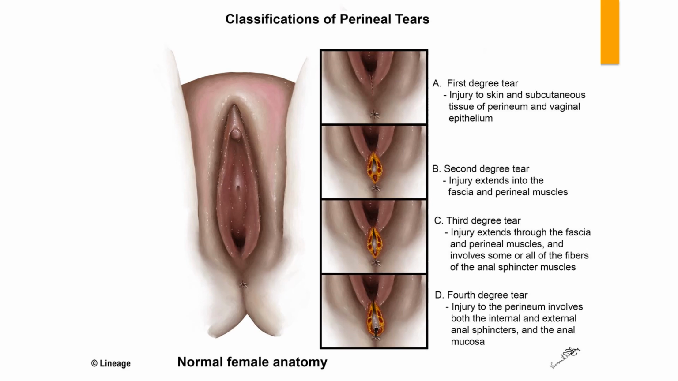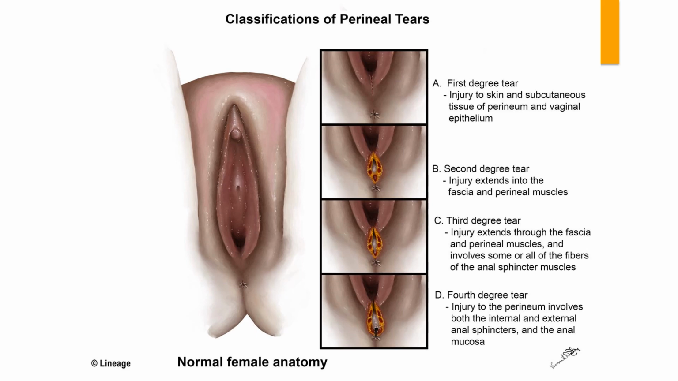Second degree is more involving of the perineal muscle, fascia, and fibers may extend down a little bit below. So these do need repair. We never want to leave these unrepaired because then it has to heal by secondary intention, and a lot of times these don't really heal correctly. So they do need to be repaired.